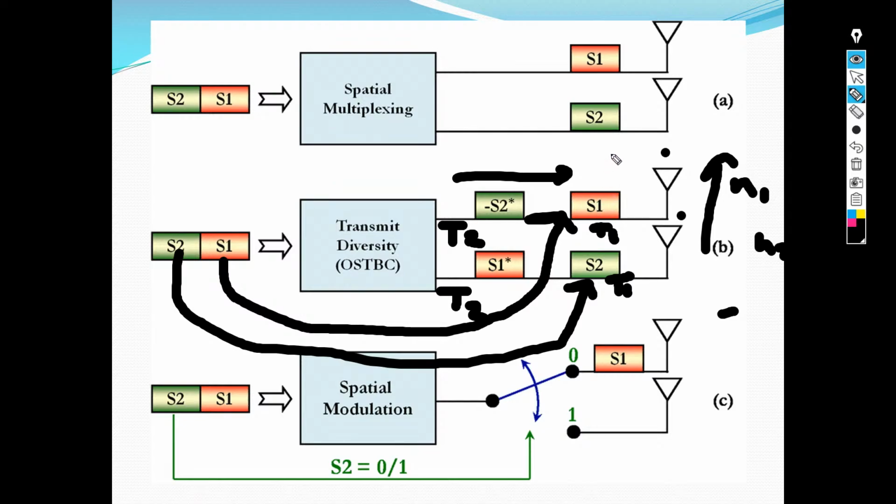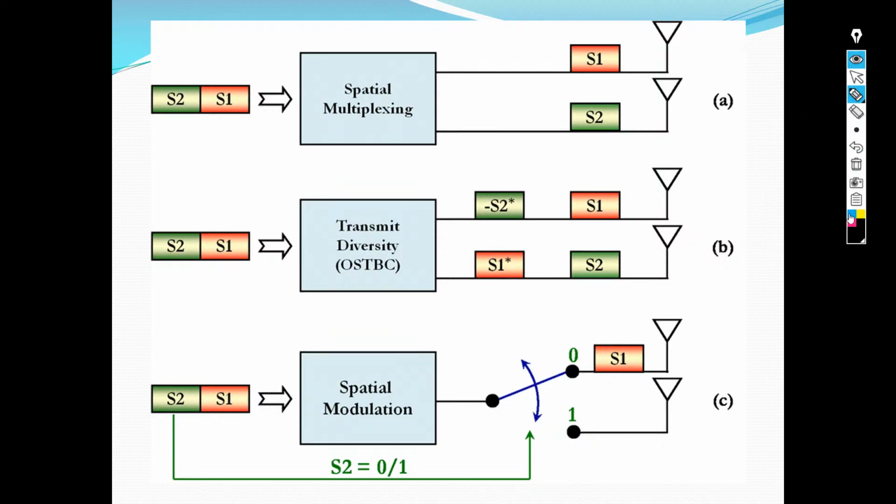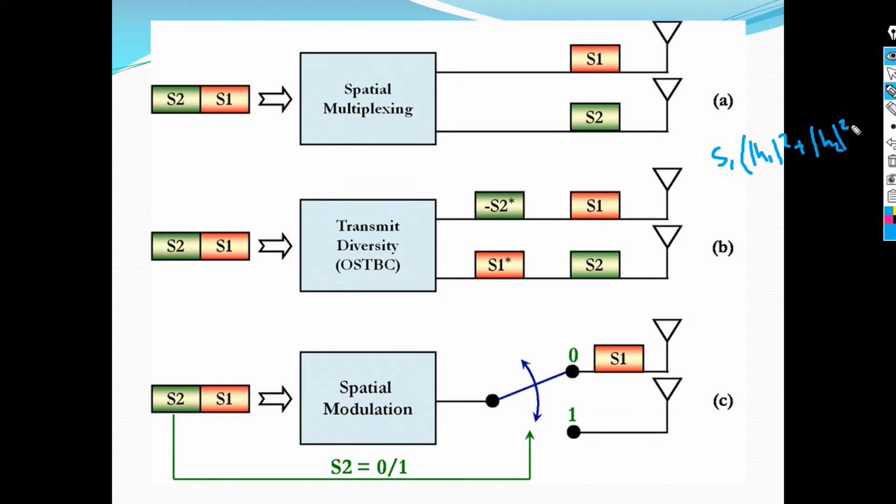So this is what you get. Let's put it in a different color and explain what you will see at the receiver. At the receiver in time slot 1, you will get S1 multiplied by the magnitude of h1 squared plus the magnitude of h2 squared. And at the receiver in time slot 2, you get something like this: h1 squared plus h2 squared.